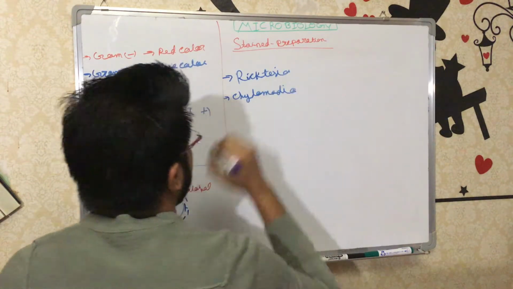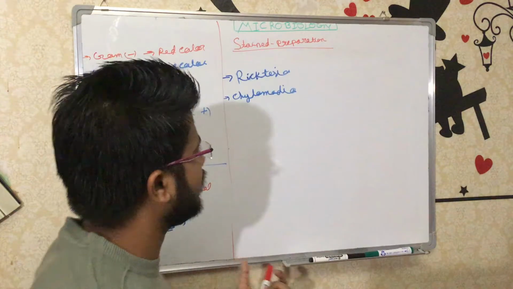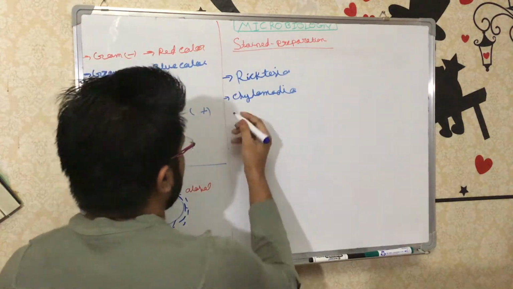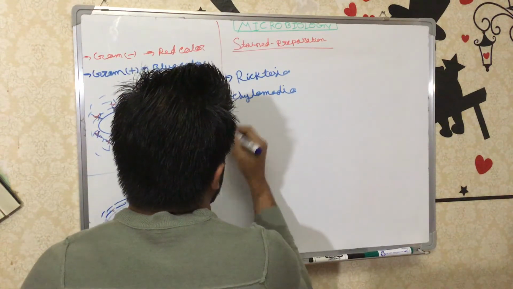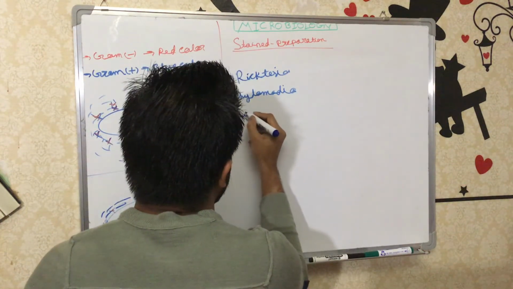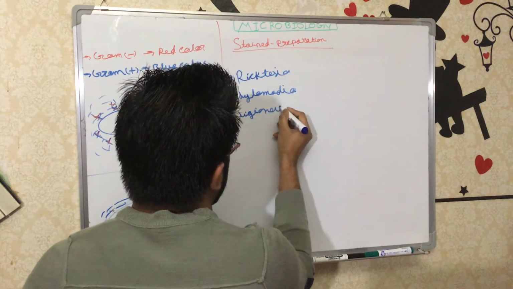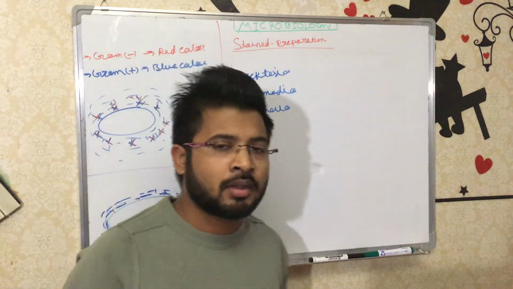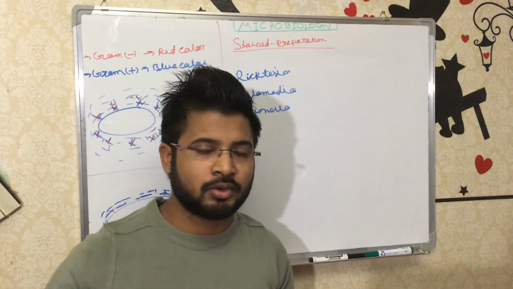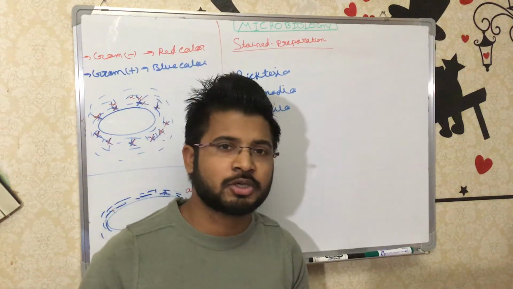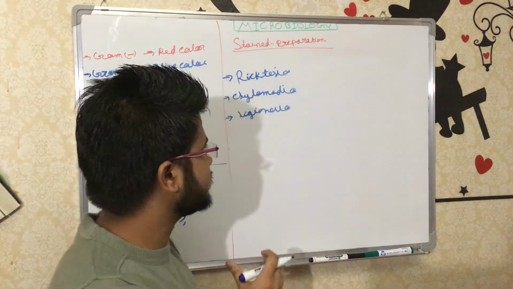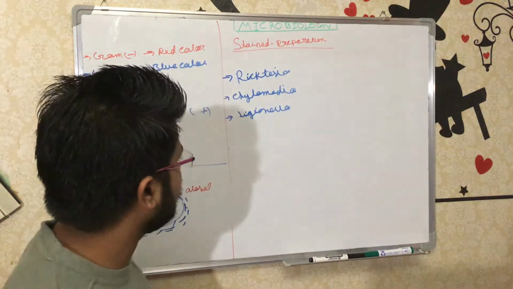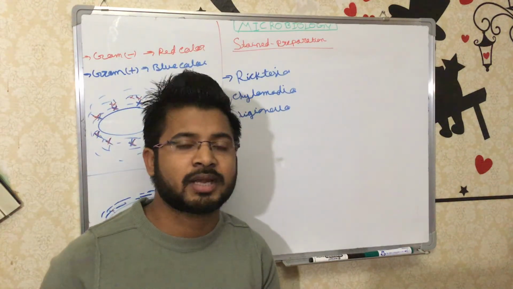Chlamydia species also are not well identified by the gram staining method. After that, Legionella. Actually, Legionella can be identified by the gram staining method, but in that case we have to increase the time. Normally the crystal violet time is 60 seconds, and the safranin is 60 seconds, but in this case we have to increase the time, maybe 2 minutes, 5 minutes. Then we can identify the Legionella species.